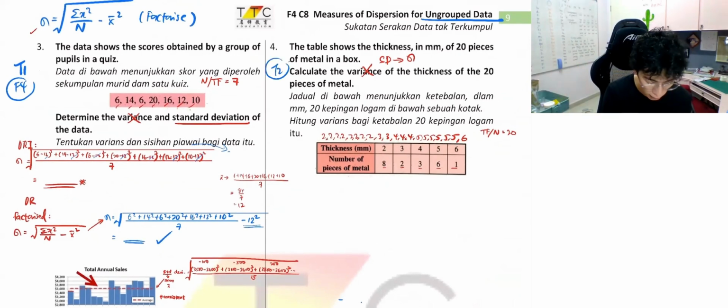Okay, second type, Form 4 also, everybody.